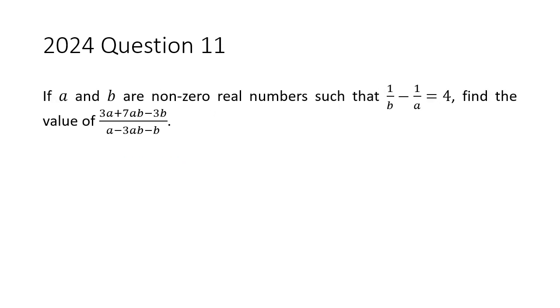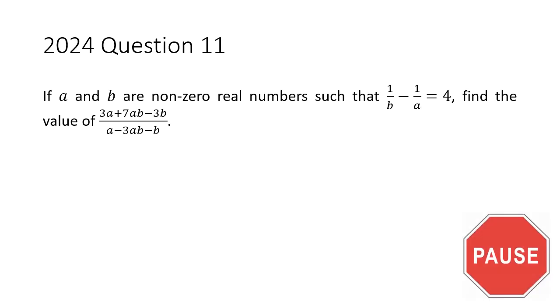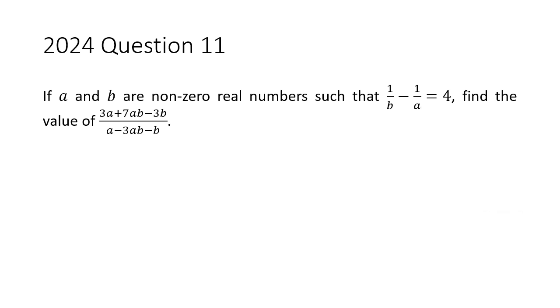Okay, question 11. If a and b are non-zero real numbers such that 1 over b minus 1 over a equals 4, find the value of (3a plus 7ab minus 3b) over (a minus 3ab minus b). Pause the video here and give this question a good try. Again, this looks scary, but it's actually ridiculously easy.